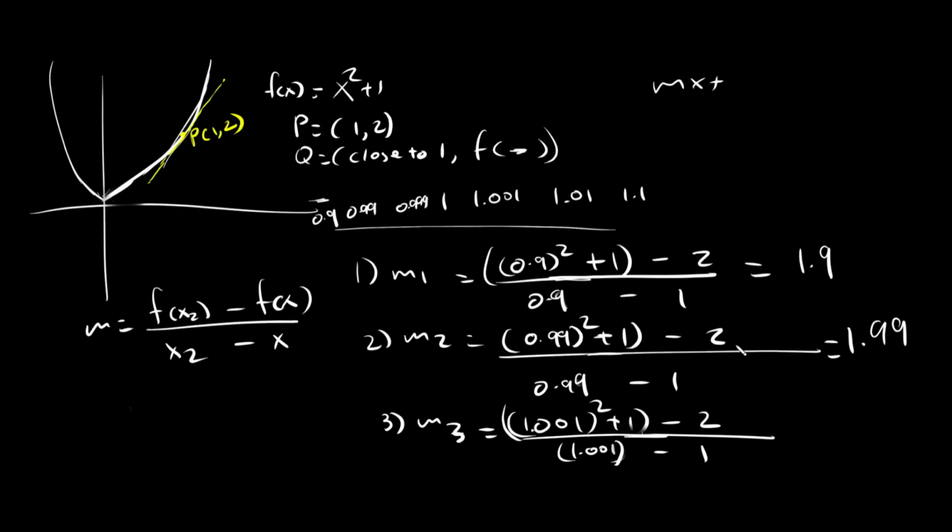1.001. Here is 2.001. So we can guess that my slope for my tangent line is approaching 2 from the right and from the left.